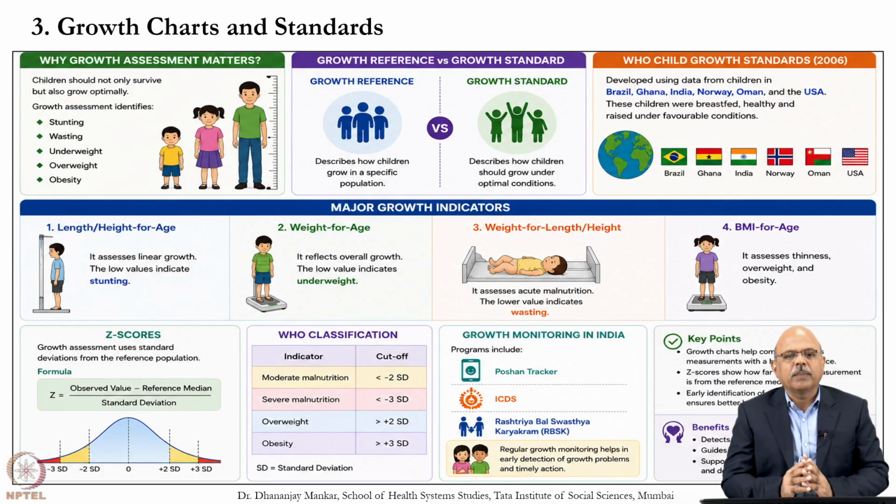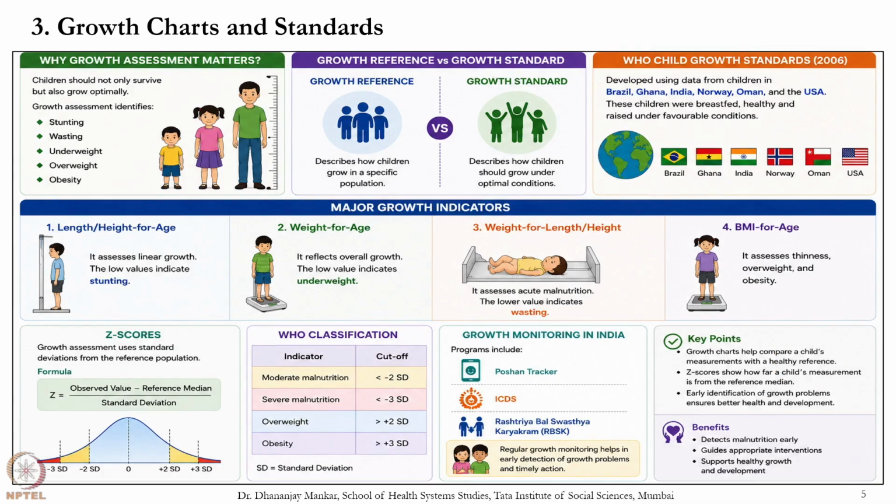Now we will talk about the major growth indicators. Especially in children, when you have to assess linear growth, the low value indicates stunting. Weight for age reflects overall growth, and a low value indicates underweight. Length and height for age indicate whether you are stunted.